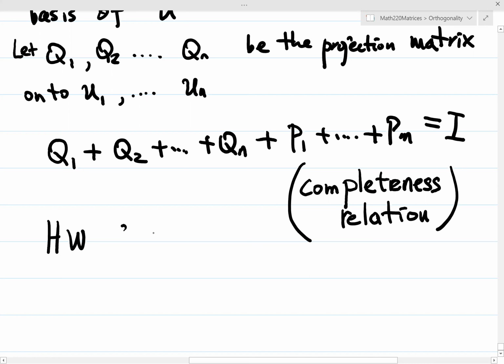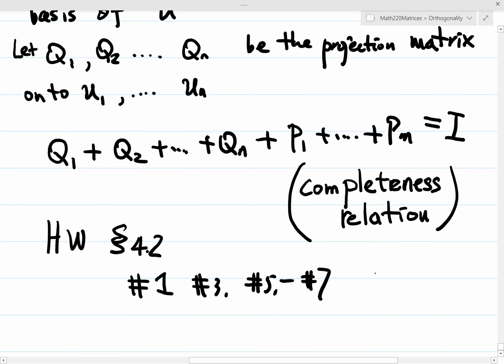So homework, section 4.2: number 1, 3, number 5 to 7, 5, 6, 7, 16, 17. So this is homework for this section 4.2.